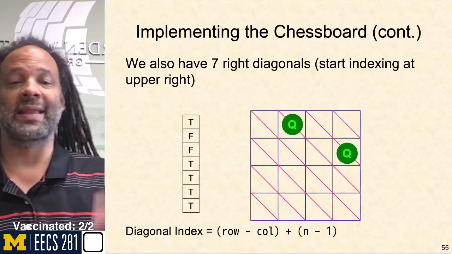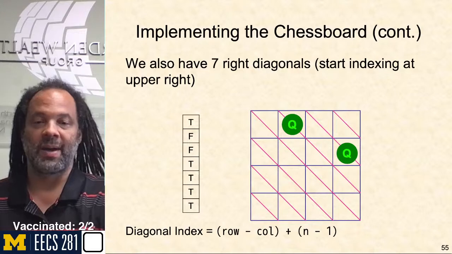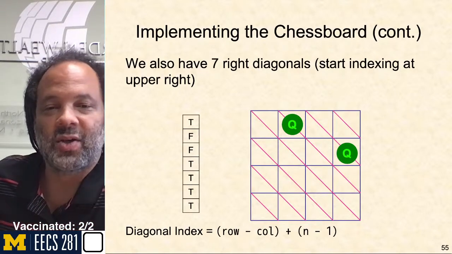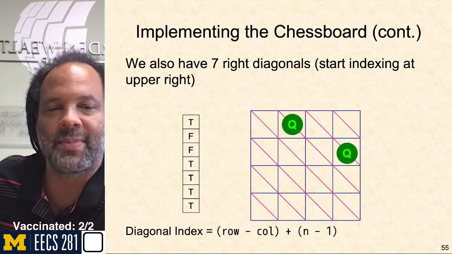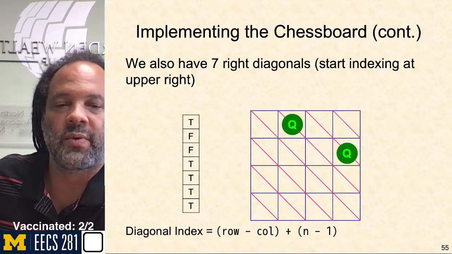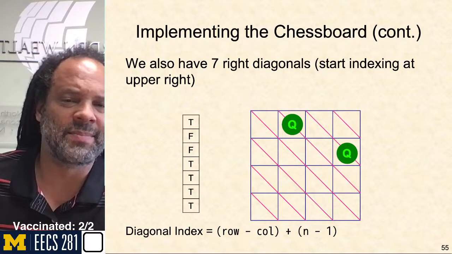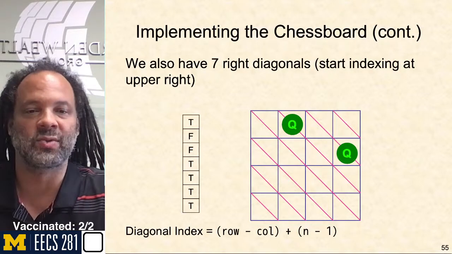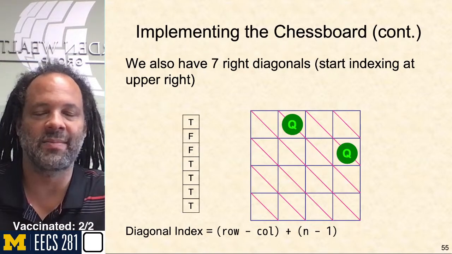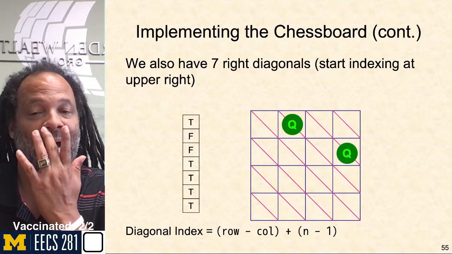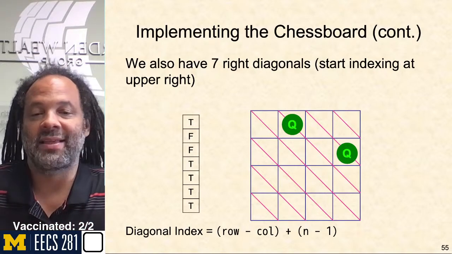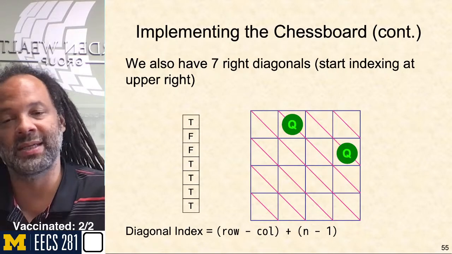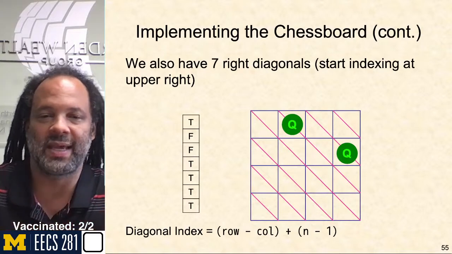My right diagonals are going to work very similarly. We're going to start indexing at the upper right and work our way down to the bottom left. All right, so how do I find the index here? It's a little bit more complicated, but not much. We're going to do the row minus the column. But since that can sometimes send us negative, we're going to add n minus 1 to it. So that's kind of like modding this to make it go back around to stay positive. So all I have to do is add the row and column to get the left diagonal index. I subtract the row and column to get the right diagonal index, with some offset there.